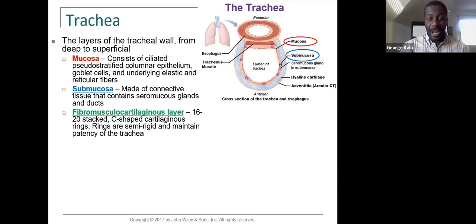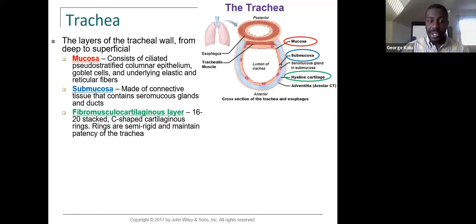The fibromusculocartilaginous layer is a C-shaped cartilaginous ring. Okay, and so it almost looks like a horseshoe. The open portion of our C shape here is going to be oriented more posteriorly up against the esophagus. And like I said, this is going to be made up of a ring of cartilage, which we see over here.